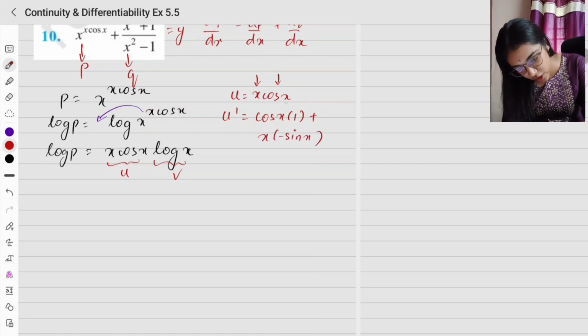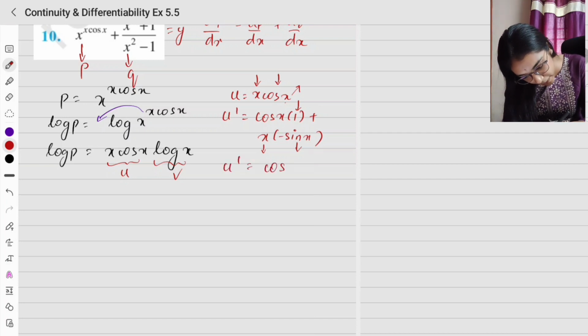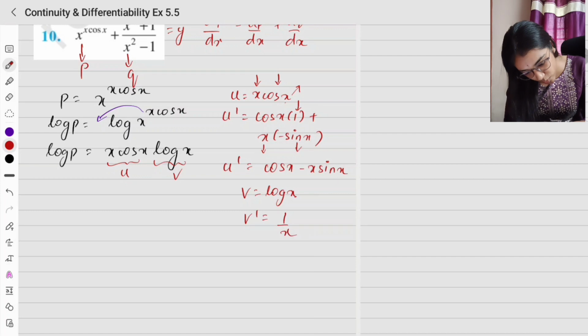You agree? First I write cos x, then the derivative of x is going to be 1. Then I'm writing x just like that, and the derivative of cos x is minus sin x. Okay, so u dash is going to be cos x minus x sin x. And what is going to be my v? V is log x. So v dash is going to be 1 divided by x.